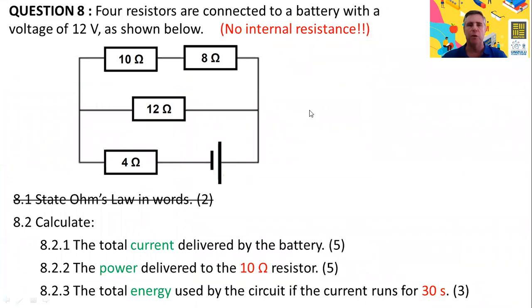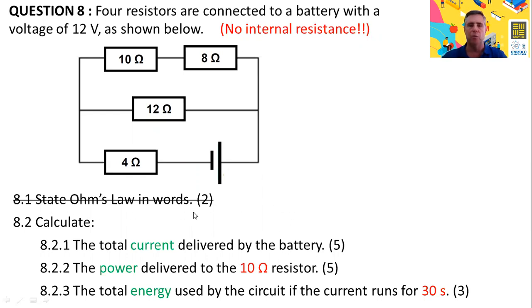This was an easier question in that there was no internal resistance. So it was really just a question which tested knowledge of Ohm's law and series and parallel circuits, and the power equation. So you've got a simple circuit with 4 resistors connected, some in series, some in parallel, and there's various calculations which are asked of you.